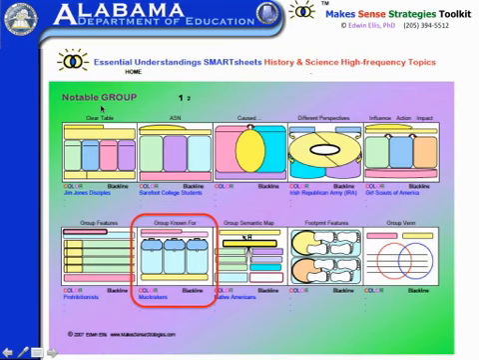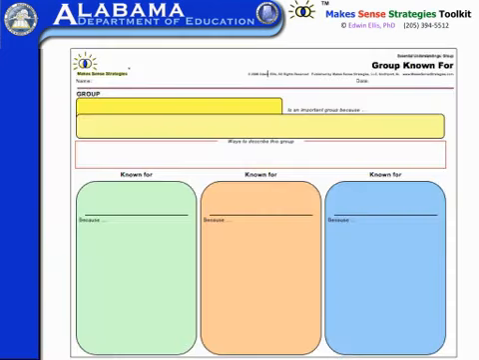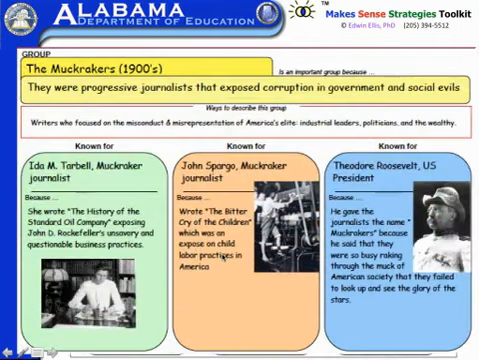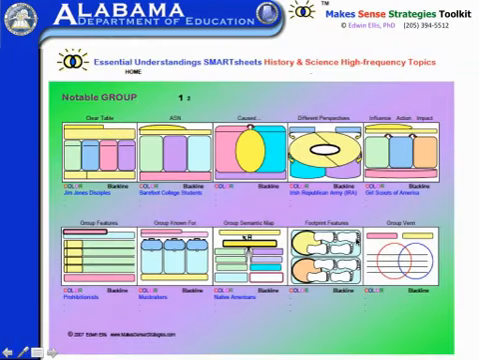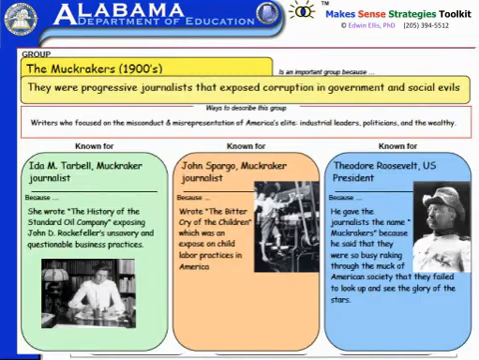So for an example, a simple one is the group known for. And so you have the group, it's an important group because, ways to describe the group, and what are they known for because, and so forth. Here's an example. Muckrakers were a group of people. And then down here we have what the individual muckrakers were known for. Oh, and notice that you can easily import pictures into these to jazz them up.